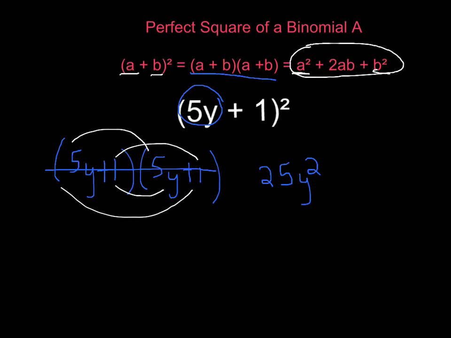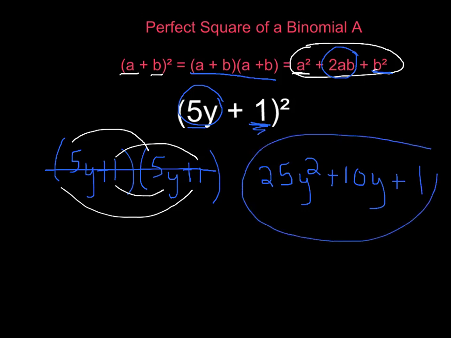And then 2ab means that you multiply a and b together, so in this case 5y times 1 is 5y, and then double it to get 10y. And then last, b squared, take your second term and square it. 1 squared is 1. And there's the answer. You'd have gotten the same thing if you would have FOILed it.